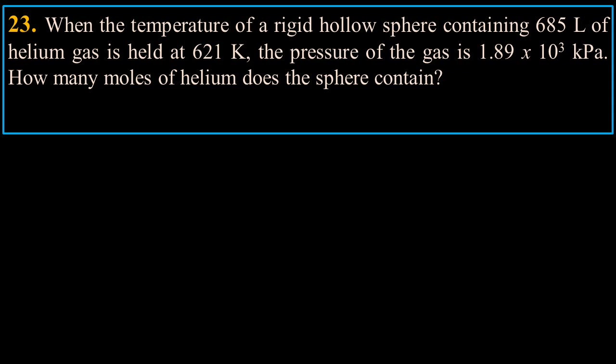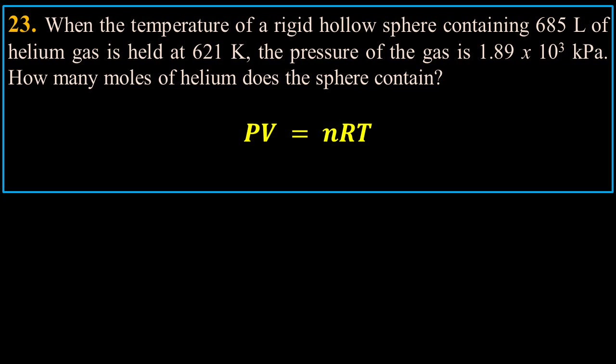When the temperature of a rigid hollow sphere containing 685 liters of helium gas is held at 621 Kelvin, the pressure of the gas is 189 times 10 to the third kilopascals. How many moles of helium does the sphere contain? Again, this is one of the gas laws, but now we're getting into a new one, the ideal gas law. PV equals nRT.